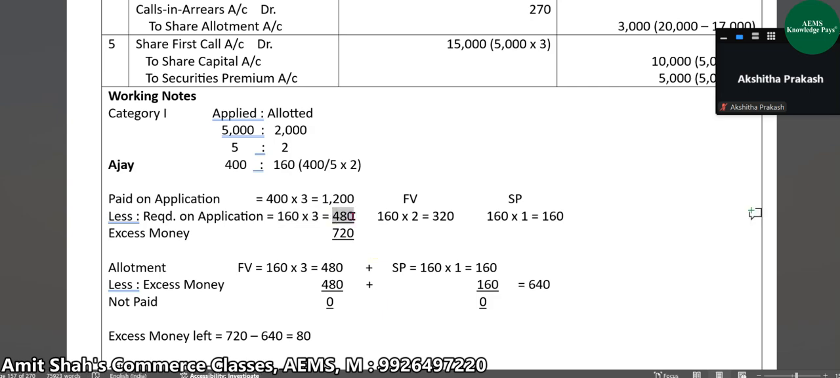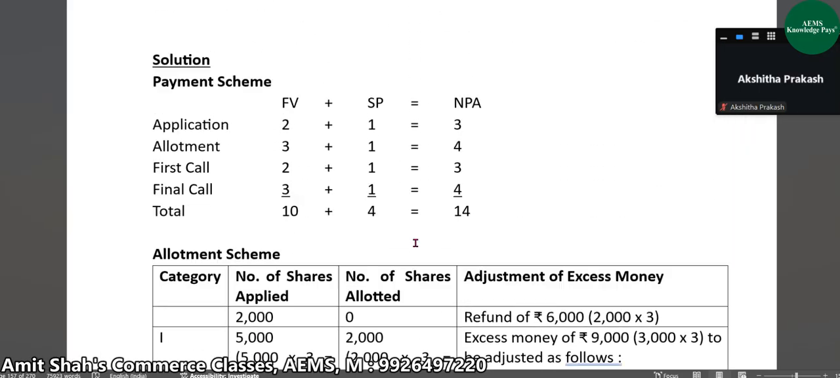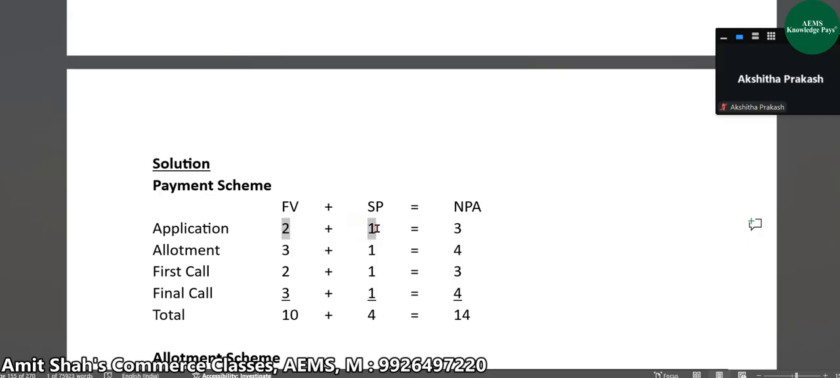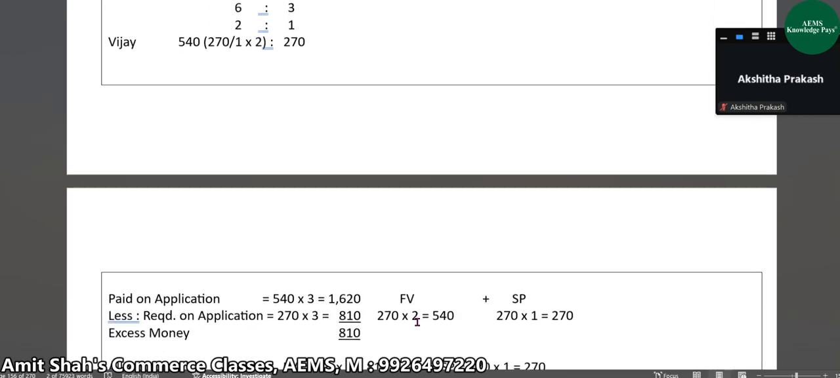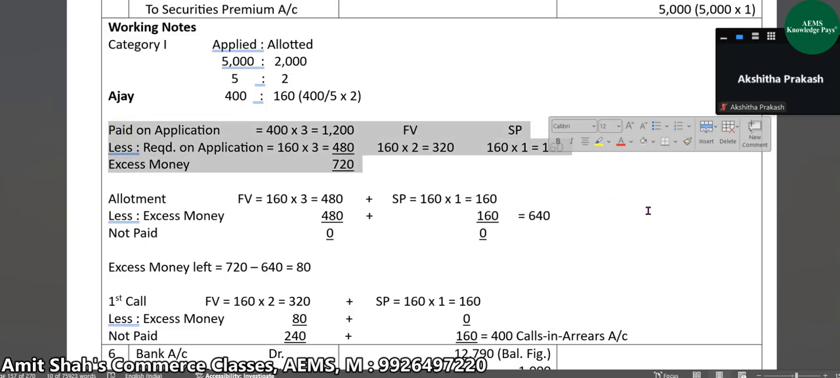Now this 480 we have kept aside for application. Out of this 480, 2 rupees is of face value and 1 rupee is of premium, because in application also we have premium. So we need to classify here that whatever money we have adjusted of Ajay towards application, how much is of face value and how much is of premium. Because this information we will need in the forfeiture entry. So is it clear so far to you all, guys, what I have written here? Yes, sir.